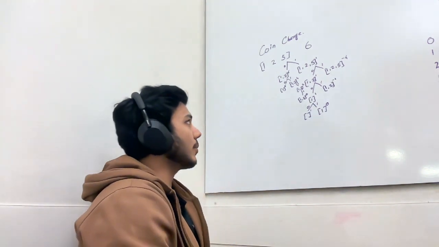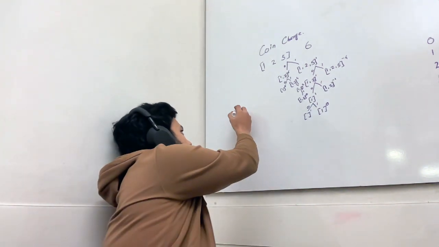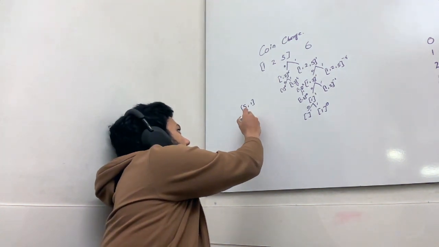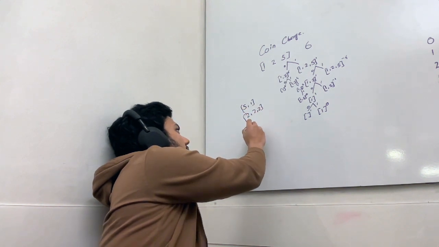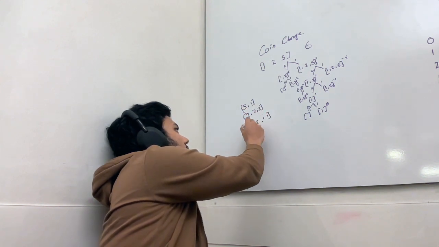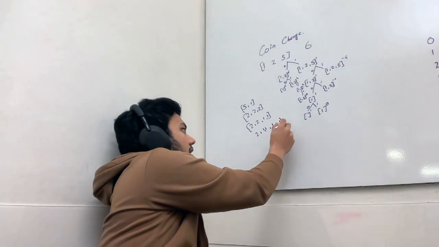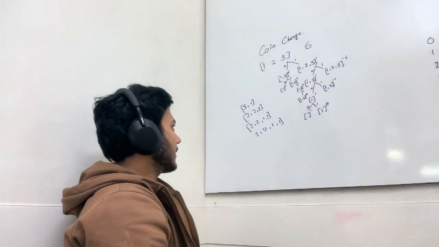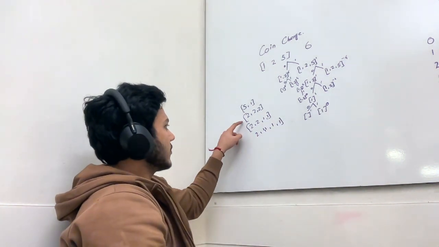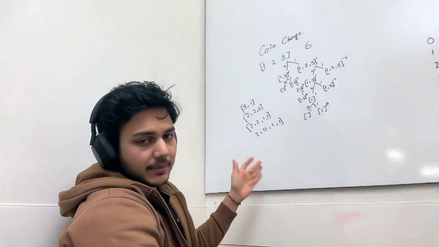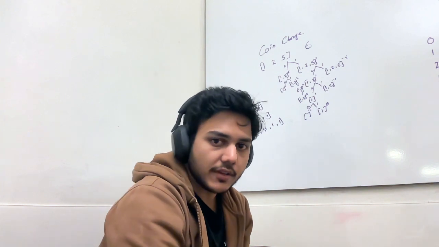So how can we go about it? The easiest possible way is 5 comma 1, right? It can be 2 comma 2 comma 2, or 2 comma 2 1 1, or 2 comma 1 1 1 1, and then again 1 1 1 1 1 1. So what are the possible ways? 1, 2, 3, 4, 5 possible ways.